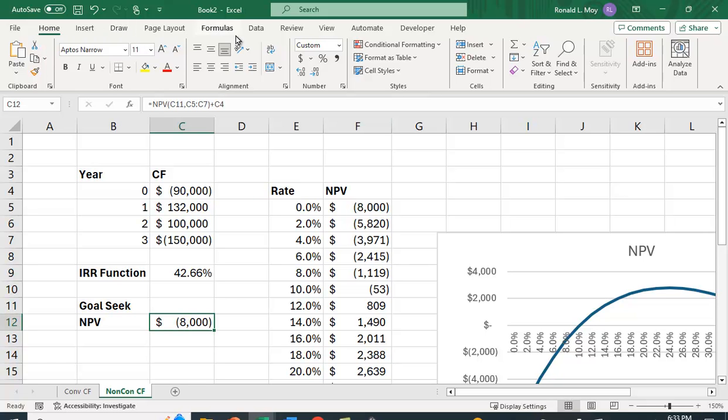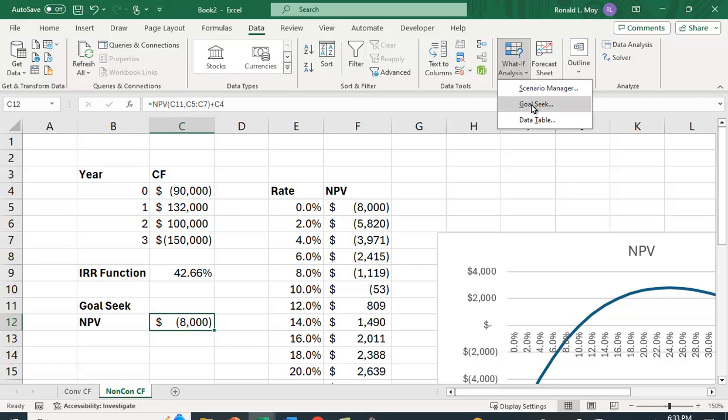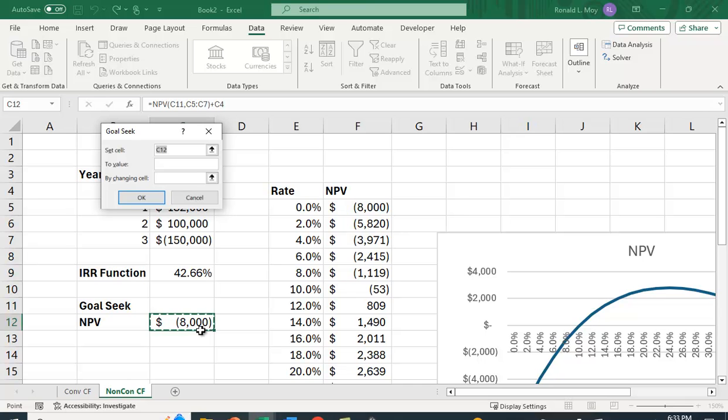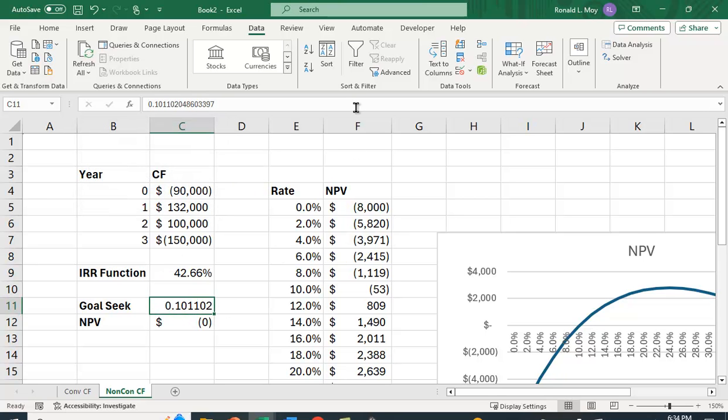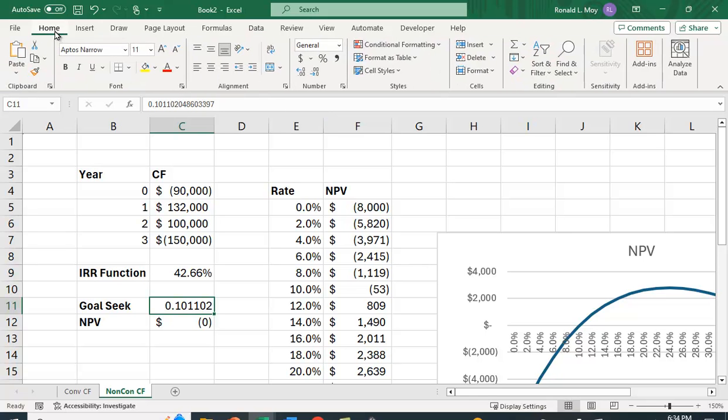So again, we go to data, what if, GoalSeek, and we want to set this cell equal to a value of zero by changing the interest rate, which is right here. And it turns out that it gives us the 10.11% that we got originally. But the problem here is that it only gives you one value, which is the same thing as the IRR function. In the case of the IRR function, you can at least put in a guess to have it start somewhere else.